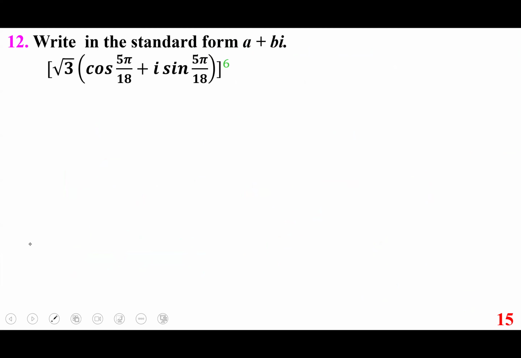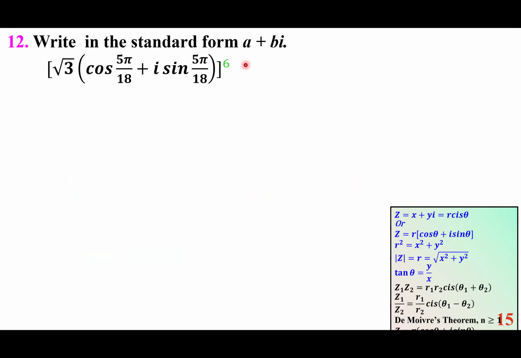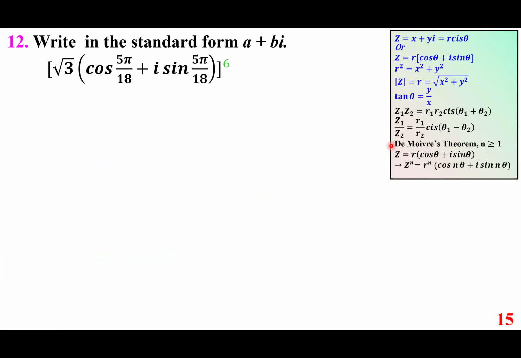Write in the standard form a plus bi, where we are interested in finding square root of 2 cis 5 pi over 18 to the power of 6. So I'm going to remind you of everything that we have done, and I'm going to add De Moivre's theorem. De Moivre's theorem says if n is larger than or equal to 1, z equals r cis theta, you want to raise it to the power of n. You raise r to the power of n, and then you multiply the theta by n. So with that being the case, we are going to raise this to the power of 6, and we're going to multiply this by 6.